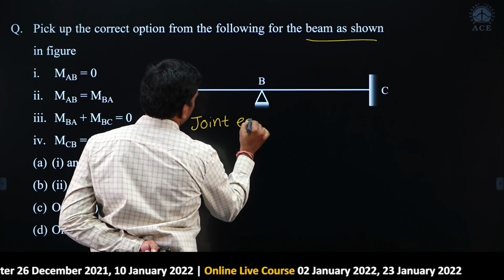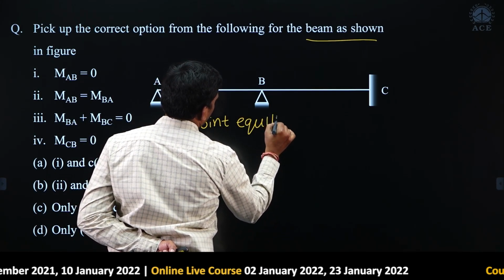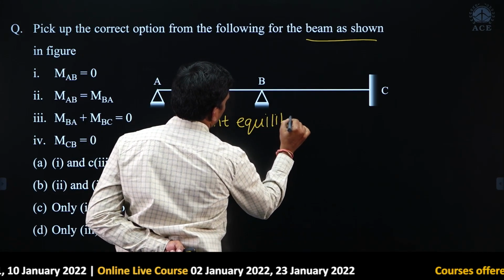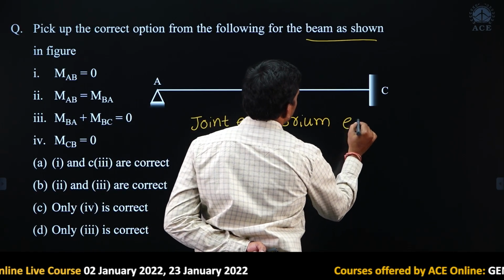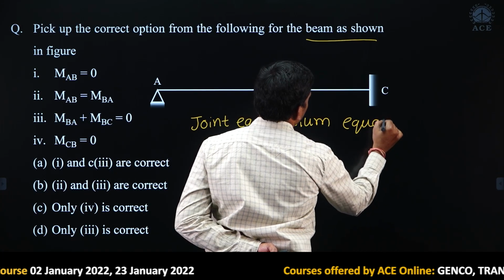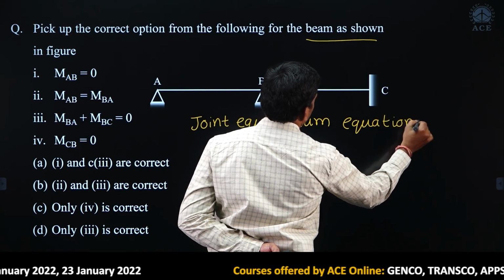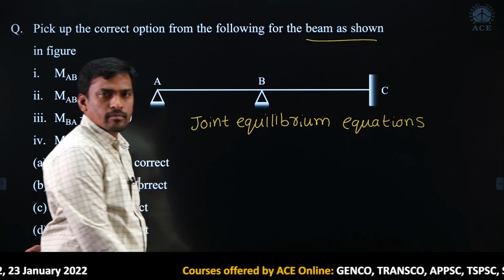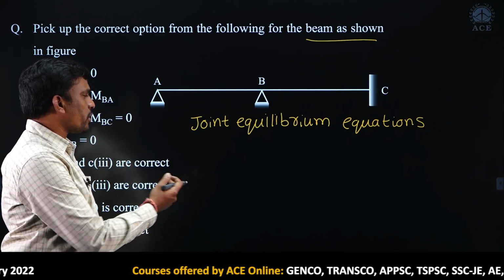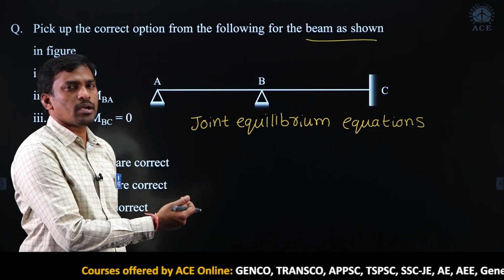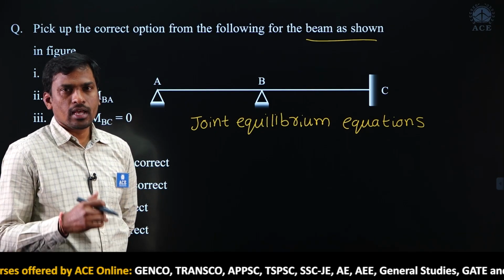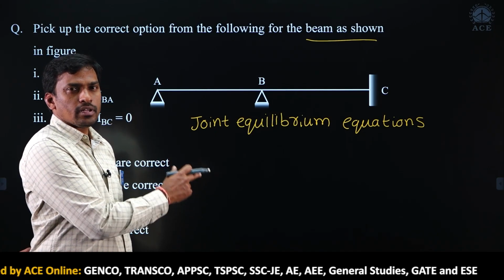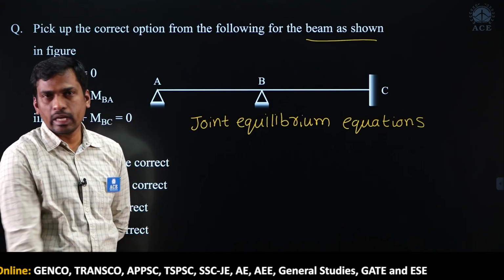Joint equilibrium equations. Okay, this is, I think, step number 4 in the slope deflection method chapter I gave. After writing the slope deflection equations, the 4th step is the joint equilibrium equations.